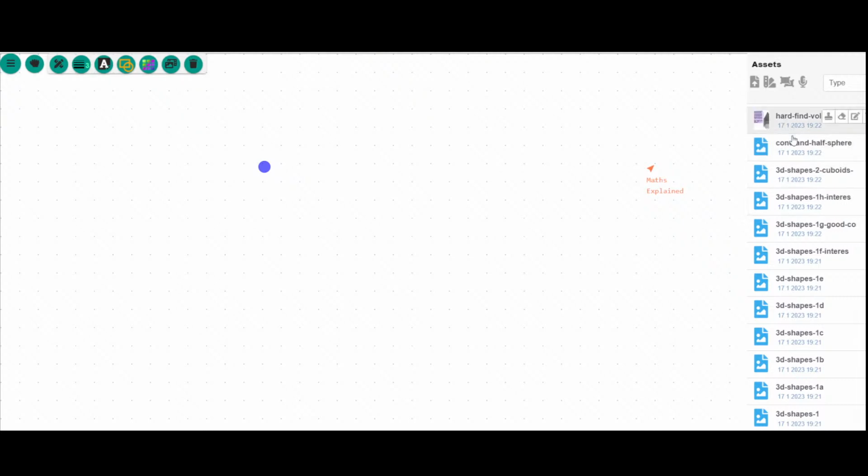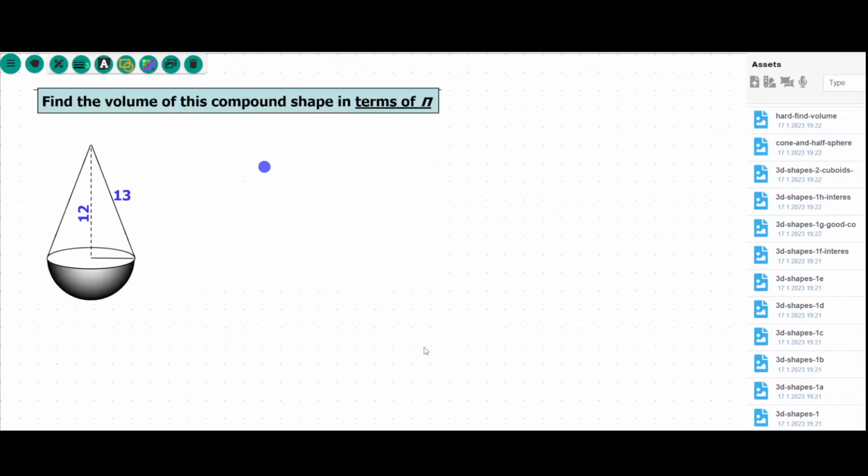Do you want to do a hard one or an interesting one? I was thinking of the cone and the sphere. It's a very typical kind of question, but I don't mind. Whatever. This one here. Sure. That looks a pretty cool one, actually.